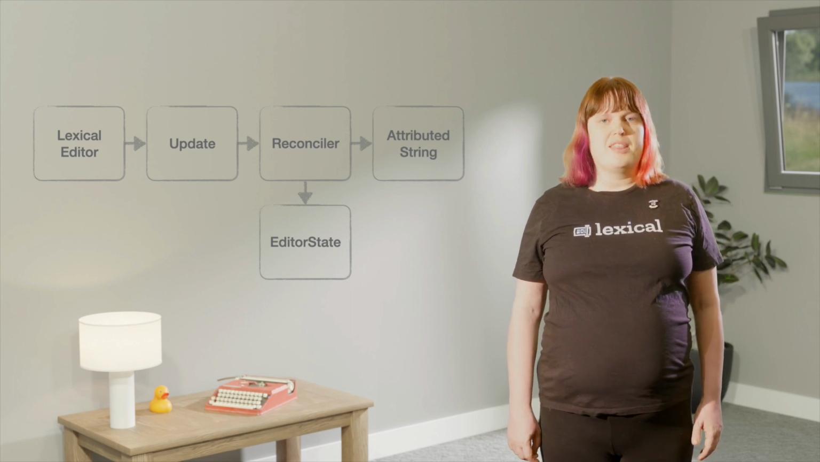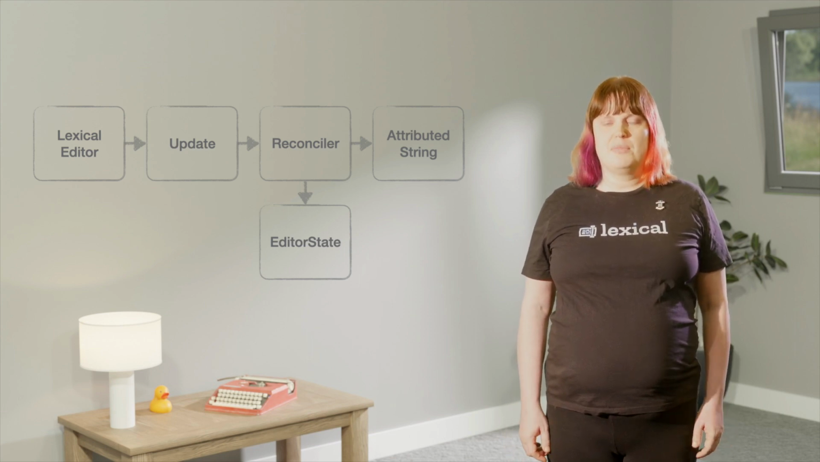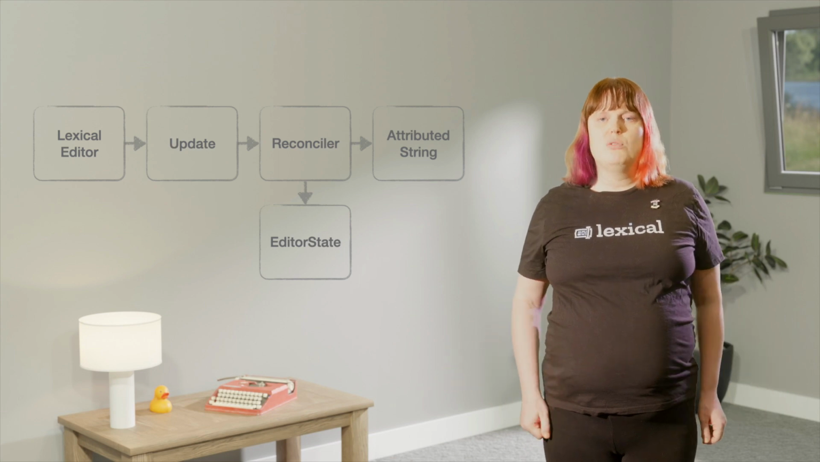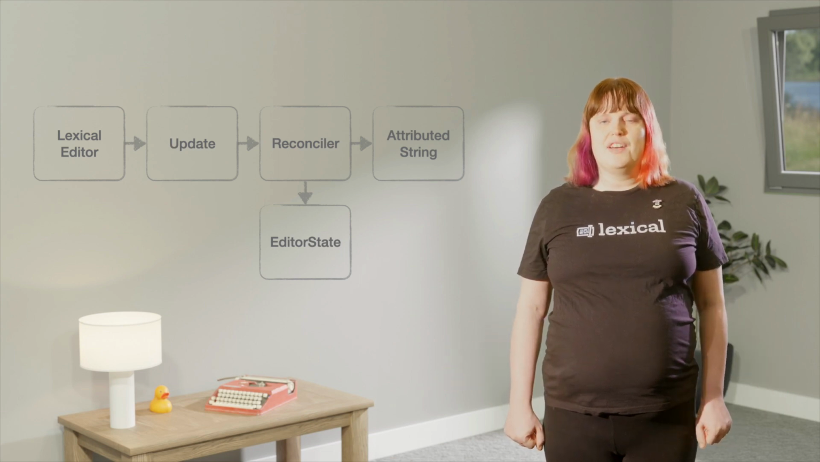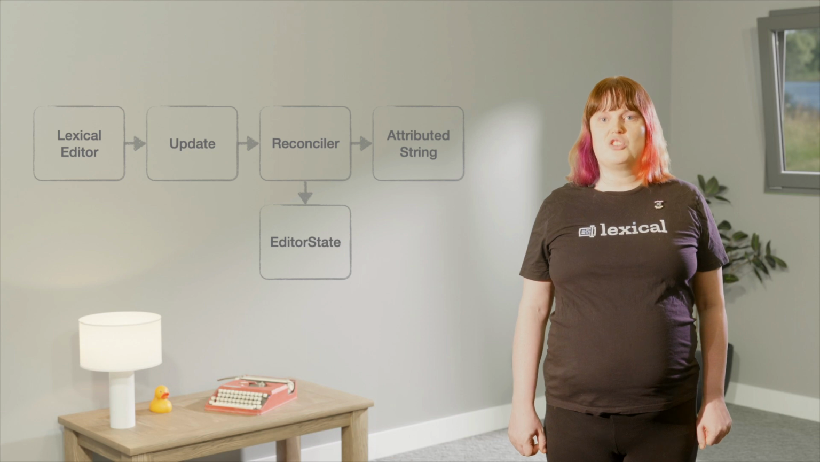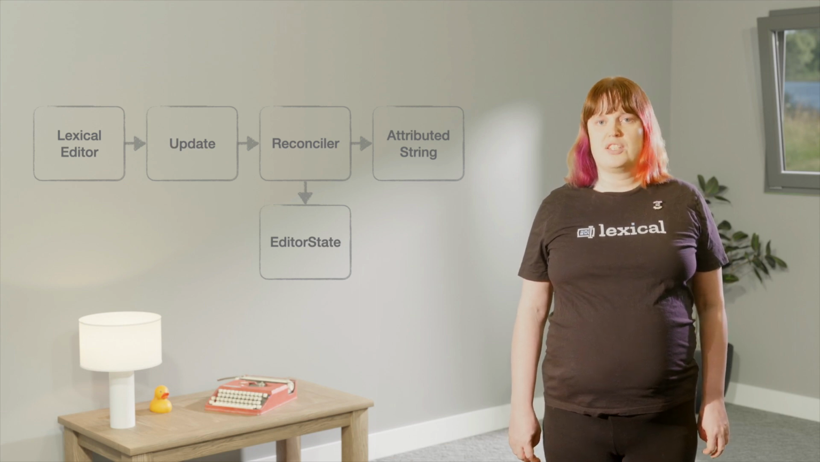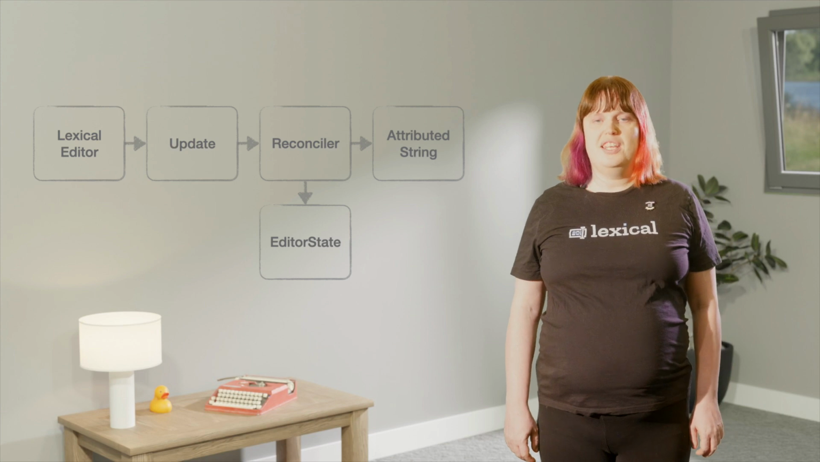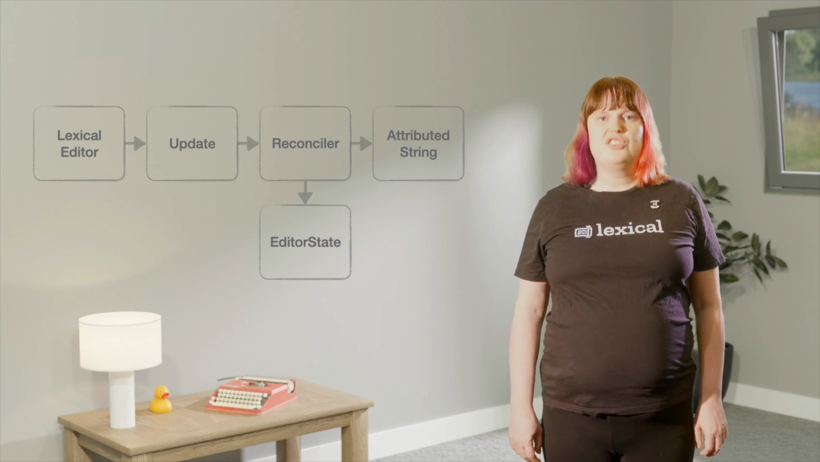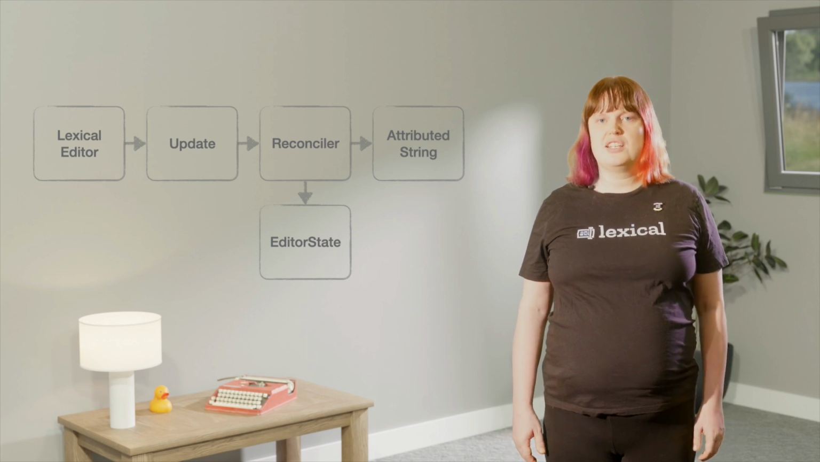So the reconciler is doing the magic. The input to the reconciler is two editor states, the old one and the new one, or to use Lexical's terminology, the active and the pending editor state. And the output of the reconciler is a set of mutations to make to the NSTextStorage. We have deletions and insertions. The insertions are for attributed strings. So Lexical is converting the information contained in the nodes into an NSAttributedString, and then telling the NSTextStorage to insert it at the right place.